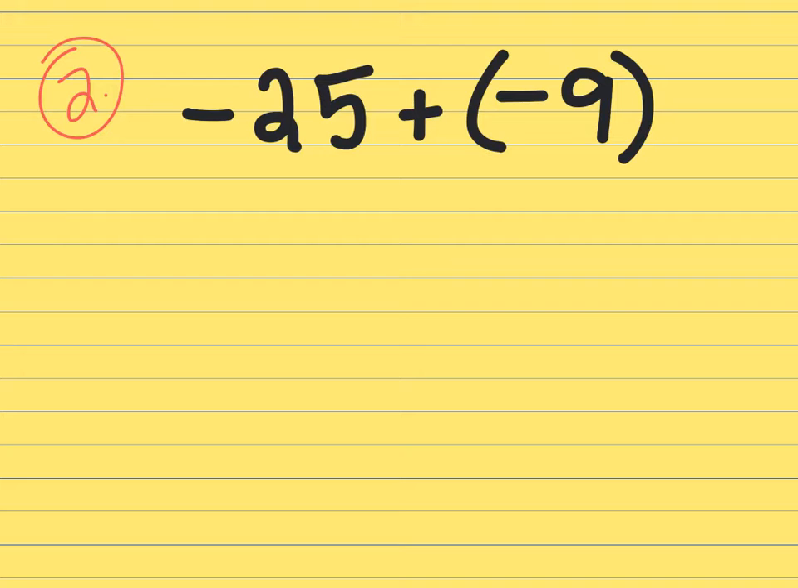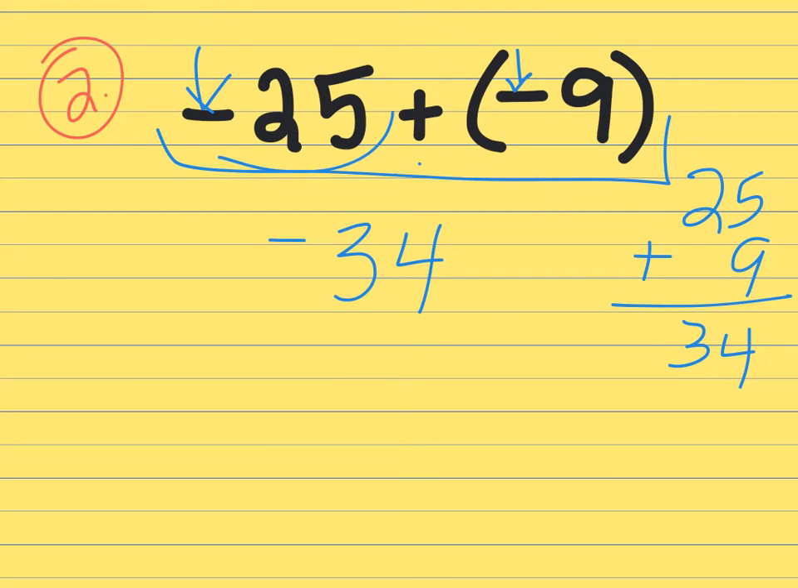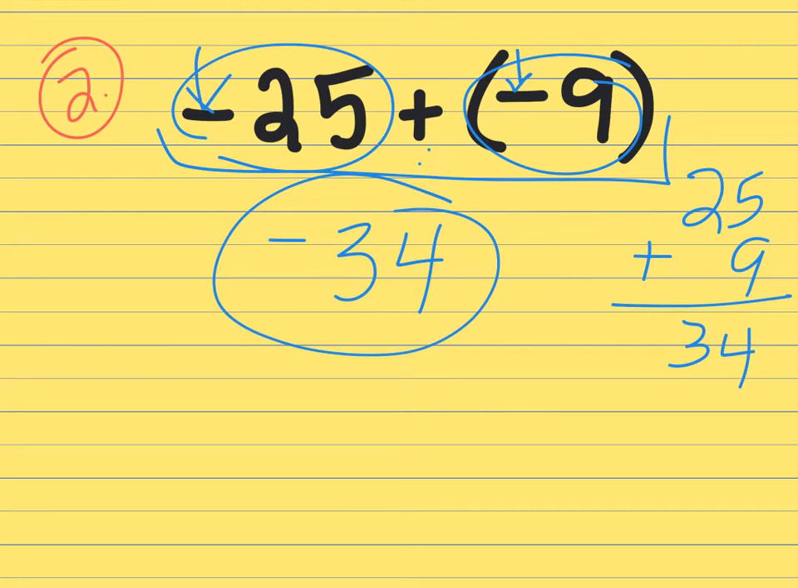Okay, what type of problem is this? Well, it's addition with integers, and I see two negative integers. So if they have the same signs, I'm going to add them together. So 25 plus 9 is going to be 34. So that's going to be a 34, and it's going to be negative because negative plus more negative gives me a lot of negative, so it's a negative 34.